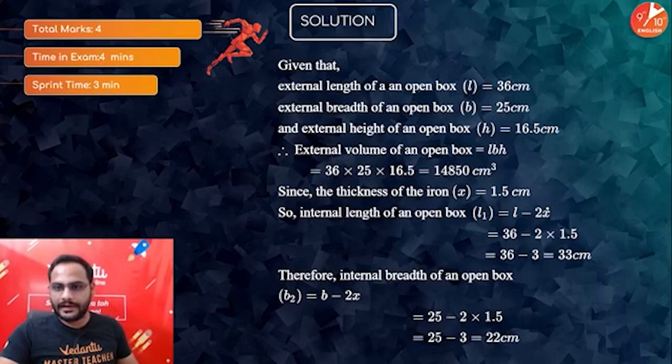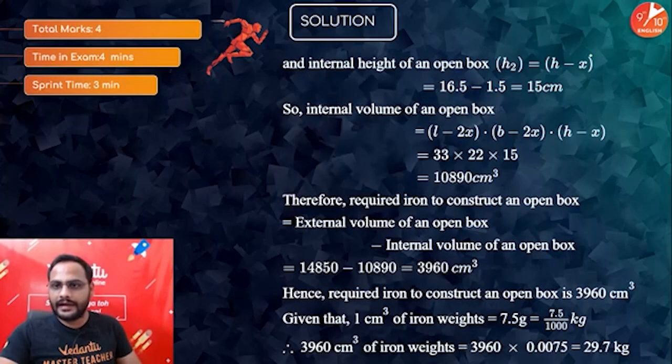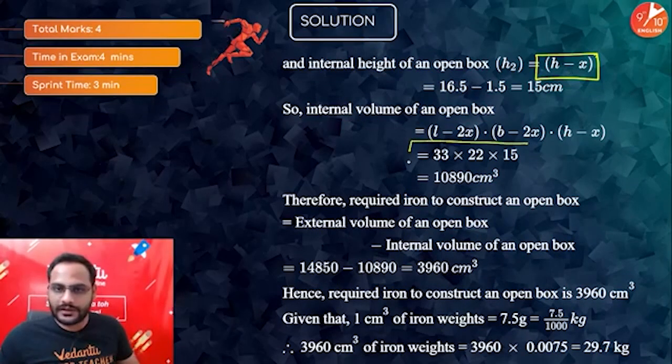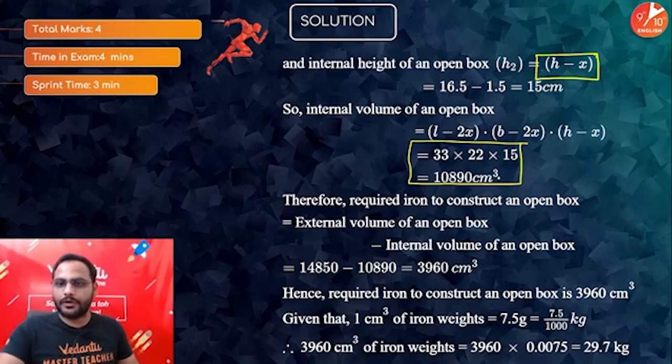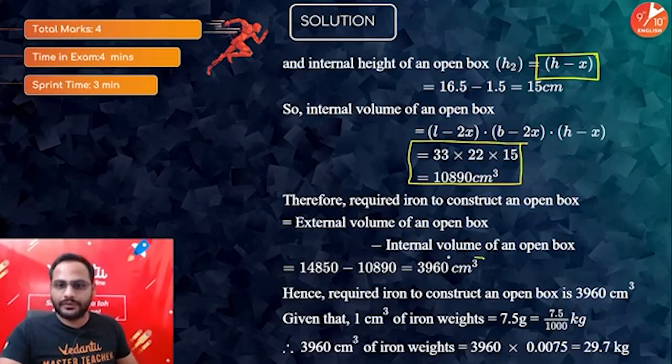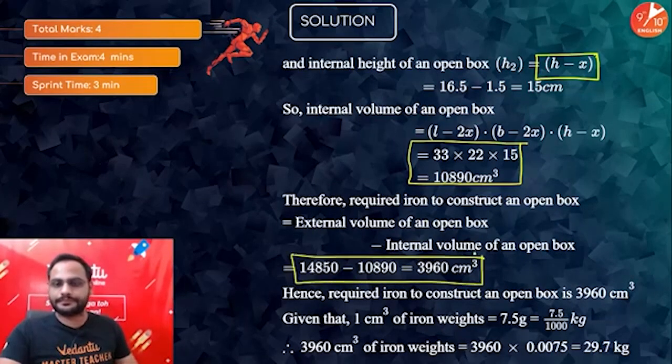Okay, देखो, here L minus 2x they have given, B minus 2x they have given, and height will be H minus x only because it is open. Alright, original box ka, sorry, this is the volume of the inner box. This is the volume of the outer one. Volume of outer one is over here. Subtract both, you will get your required volume. ठीक है, required volume we are getting 3960.